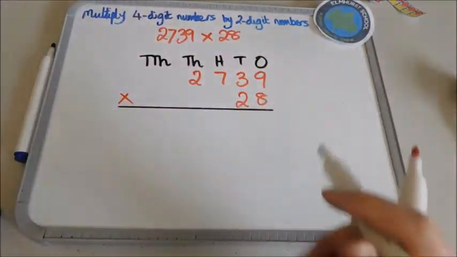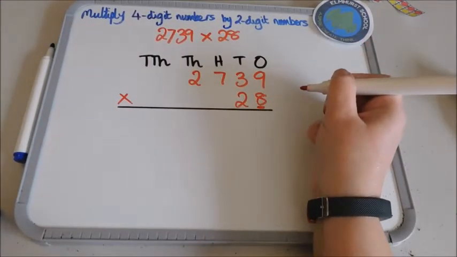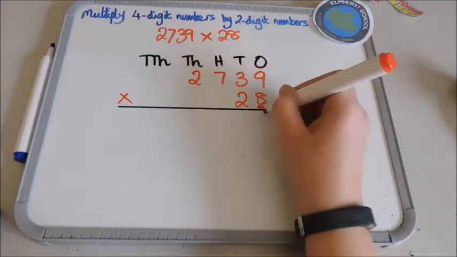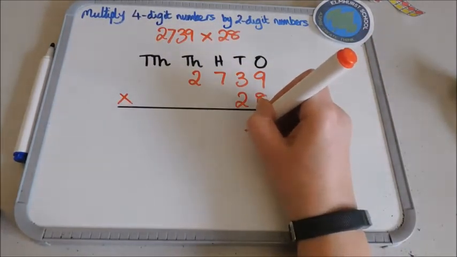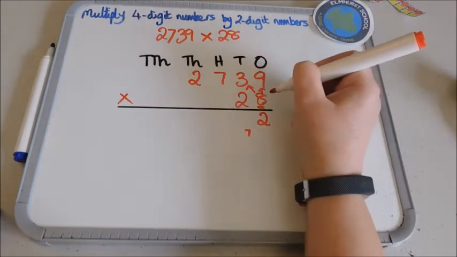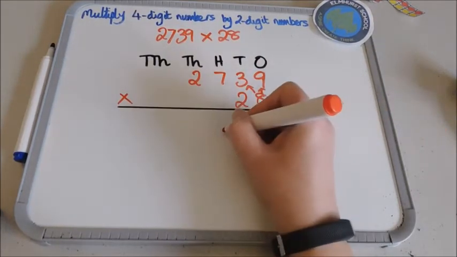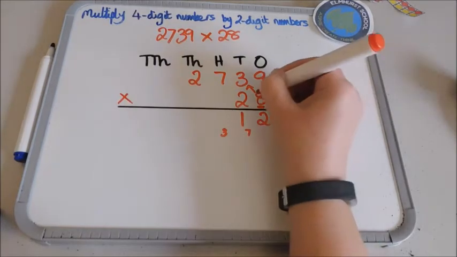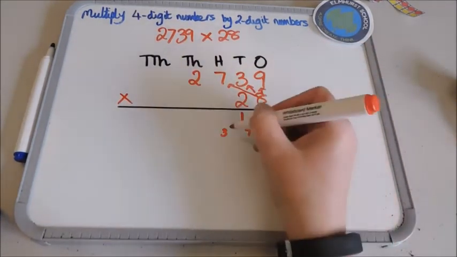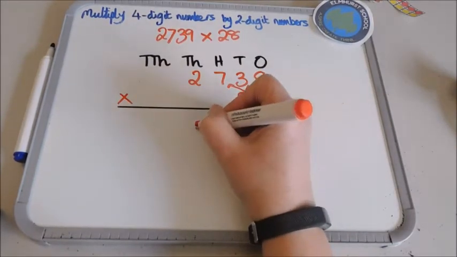Right. So I'm going to start off with the smallest number first of all, okay? All right. So 8 times 9 is 72. 2 down, carry 7. 8 times 3 is 24. Plus 7 is 31. 1 down, carry the 3. 8 times 7 is 56. Plus 3 is 59. 9 down, carry the 5.